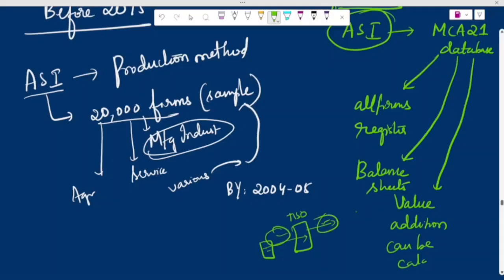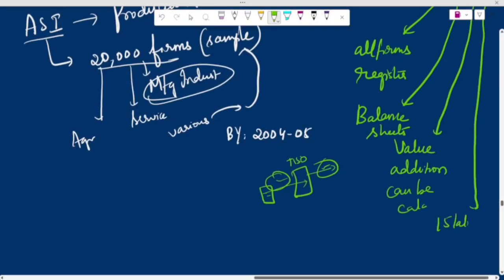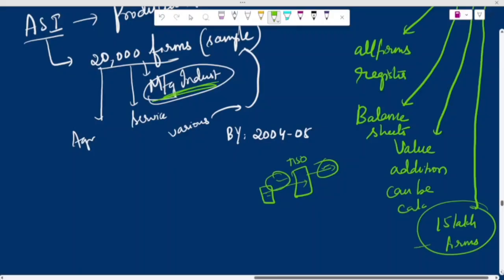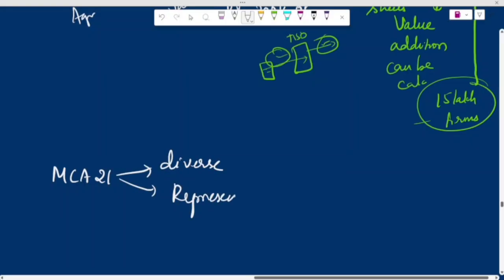Yes. And here the number of companies or firms has increased to 15 lakh firms of all the sectors. Here we used to give priority to the manufacturing sector, but now we have given priority to all the sectors, right? So MCA-21 is a more diverse and more representative sample, and it is not a survey. They should give the actual data.